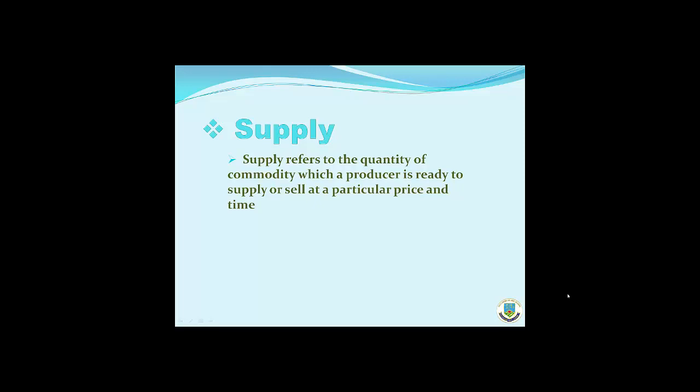Supply refers to the quantity of a commodity which a producer is ready to supply or sell at a particular price and time. So supply refers to any quantity of a commodity which a producer is willing to sell at a particular price in a given period of time.